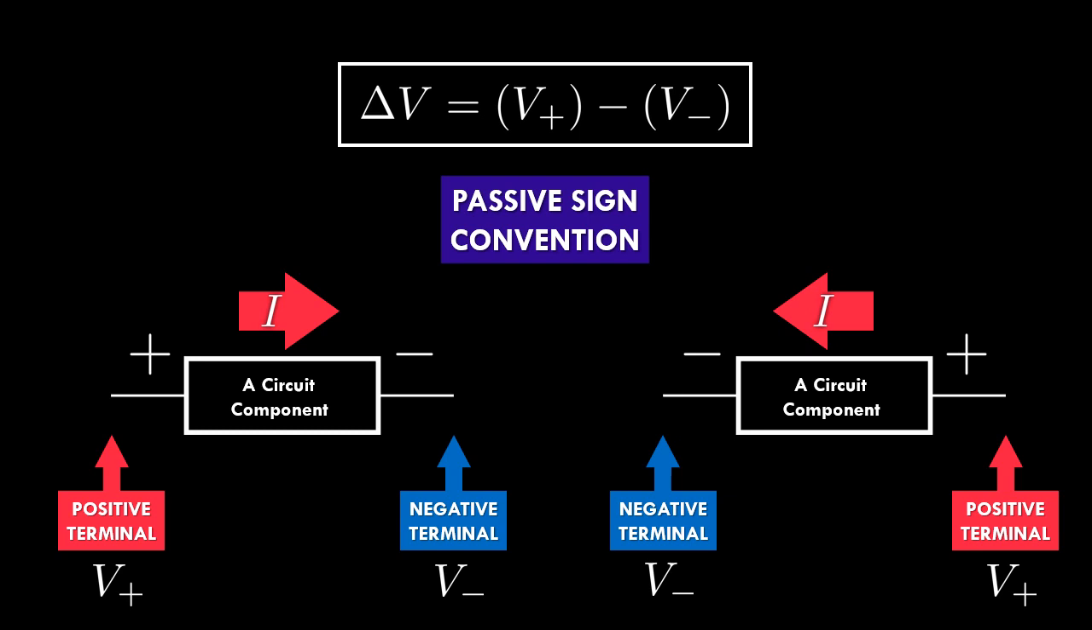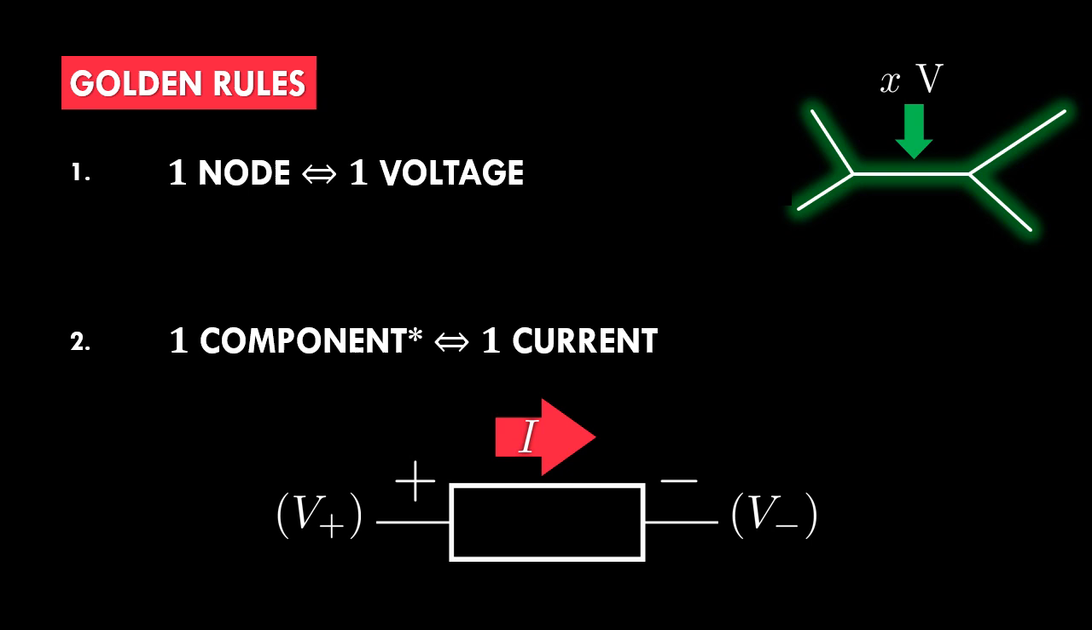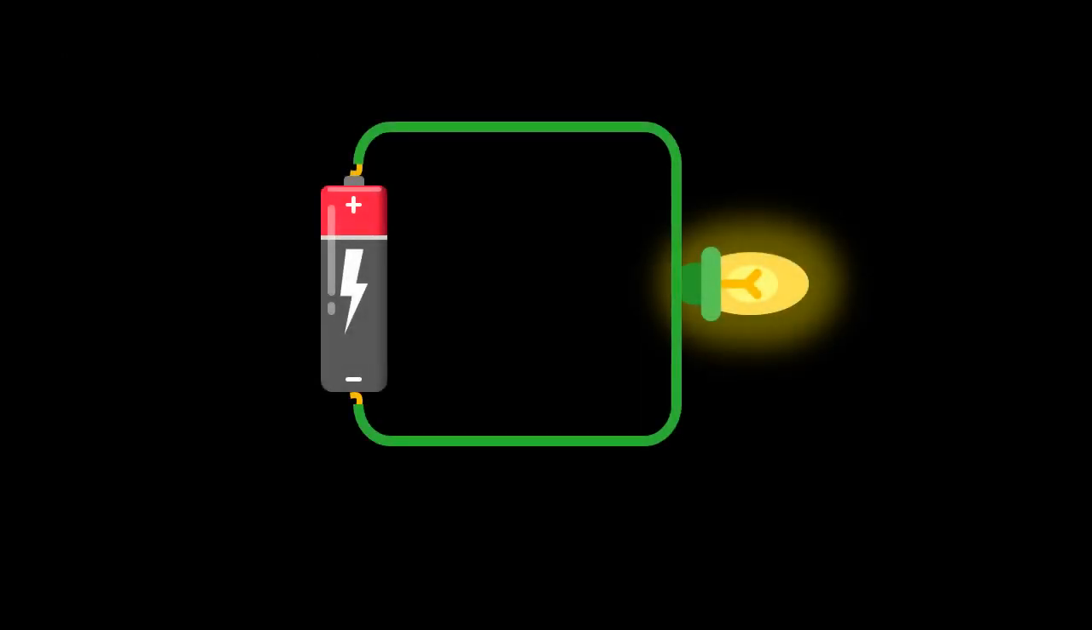Okay, so now we got 2 golden rules that apply to any electric circuit. The first one says you will get 1 voltage for every node in your circuit. And the second one says you will get 1 current for every component in your circuit. In fact, you will also have 1 equation for each of them as well. Let's look at an example. And also, while we are at it, let's use positive charge instead of negative charge electrons, because it's always a pain to think in the opposite direction.